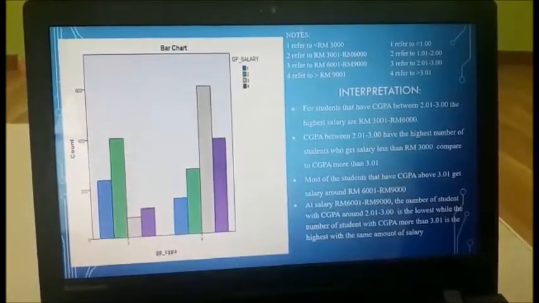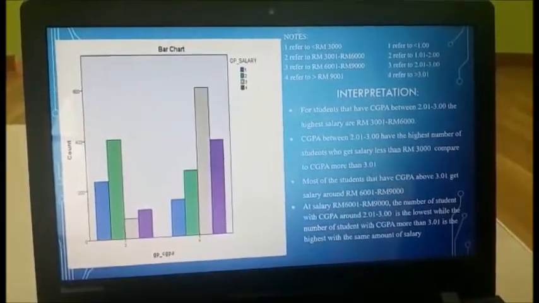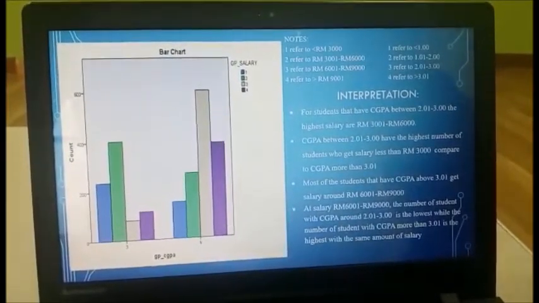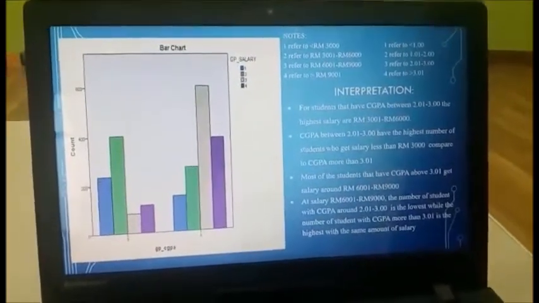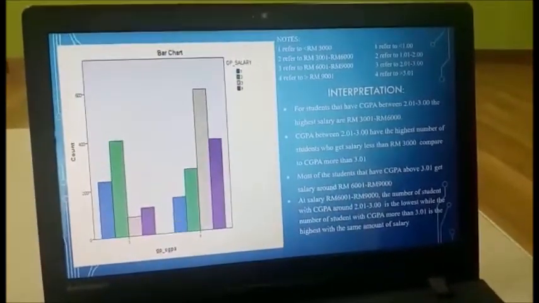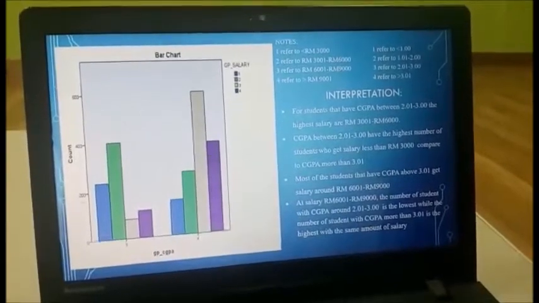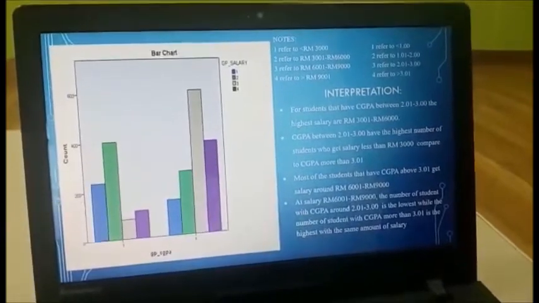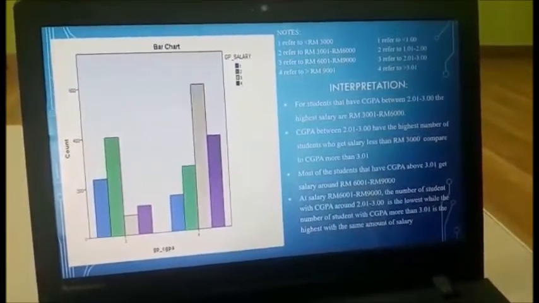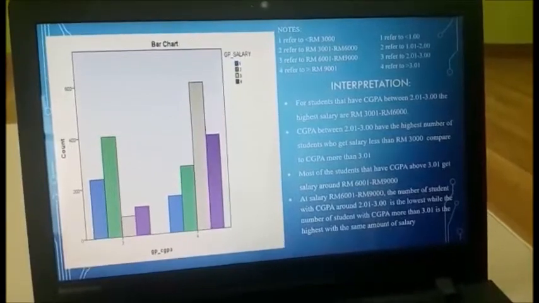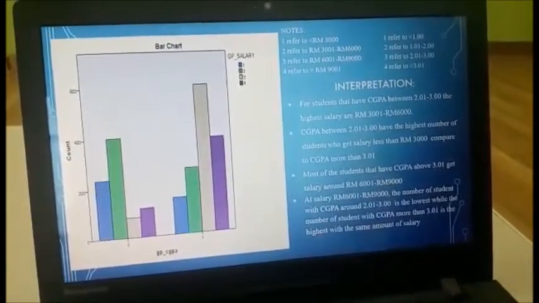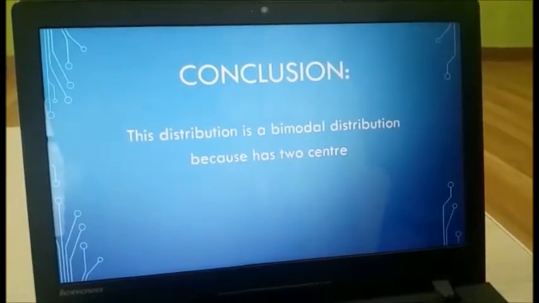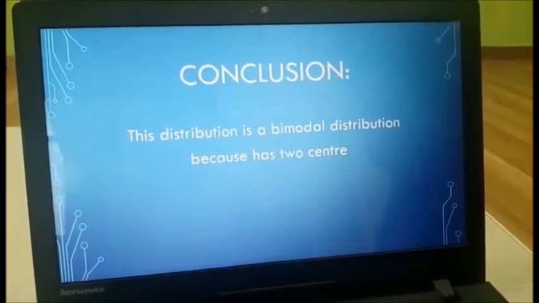Most of the students that have CGPA above 3.01 get salary around 6,001 ringgit until 9,000 ringgit. At salary 6,001 ringgit until 9,000 ringgit, the number of students with CGPA around 2.01 until 3.0 is the lowest, while the number of students with CGPA more than 3.01 is the highest with the same amount of salary. The conclusion is this distribution is a bimodal distribution because it has two centers.